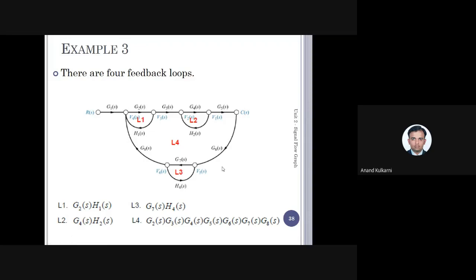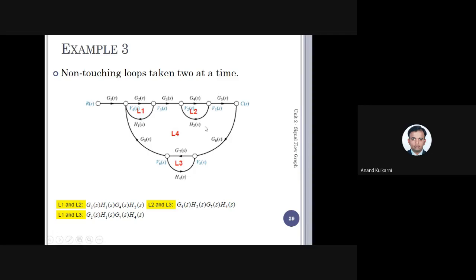Next, what is the next part? Take 2 loops which are not touching one another. We can have the combinations L1, L2, L1, L3, then L2, L3. So only these 3 combinations. Why? Because L1, L2 and L3 always lie on L4, so I cannot take L4. So I can go in the pairs L1, L2, L1, L3, L2, L3. That is 2 non-touching loops taken 2 at a time.